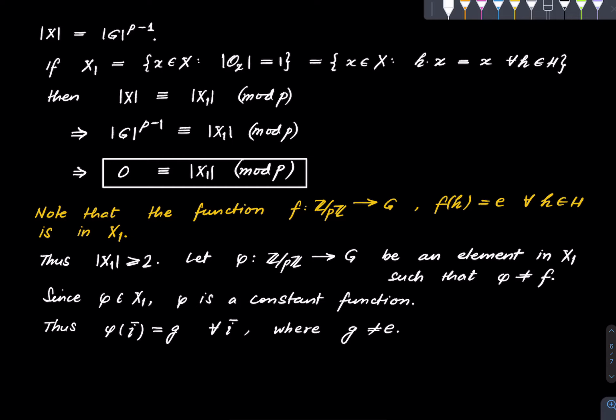So this is the thing. But since we have phi of 0 bar times phi of 1 bar dot dot dot phi of p minus 1 bar equal to e, we get g to the power p equals e. Right, because each of these is equal to g, and hence we have that. And since g is not the identity element, this implies the order of g is equal to p. And that's it. We have exhibited an element of order p in the group G.